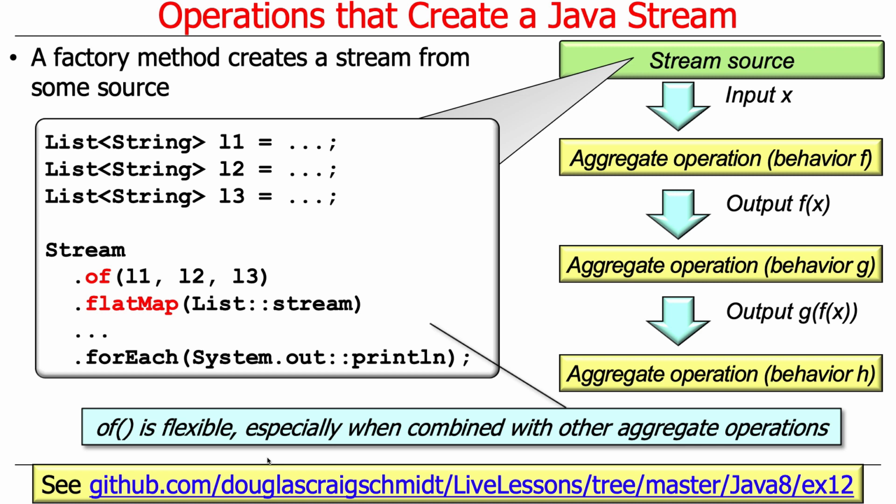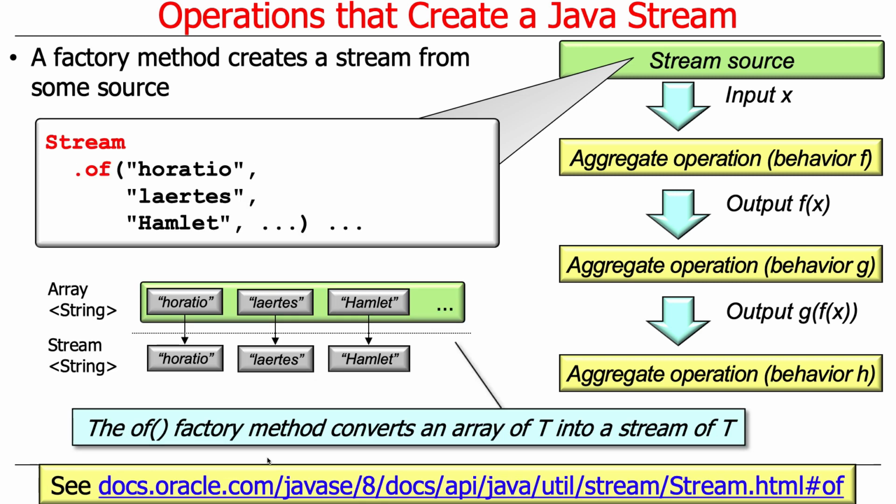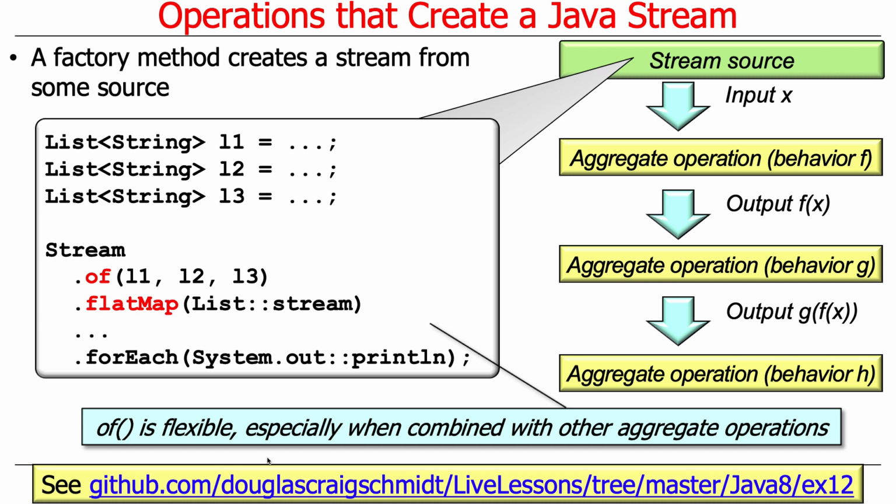Of is a pretty interesting factory method. Here you saw it worked on an array of strings, but it can also work on other things as well. Here's an example where we might have lists of strings. Let's say, for the sake of argument, we split up the character names in Hamlet maybe by gender, or by importance, or by good versus bad, or whatever you want to do. You might have different lists, and you can then say stream of list 1, list 2, list 3, etc. So it's not just going to be an array of strings, it could also be an array of lists of strings.